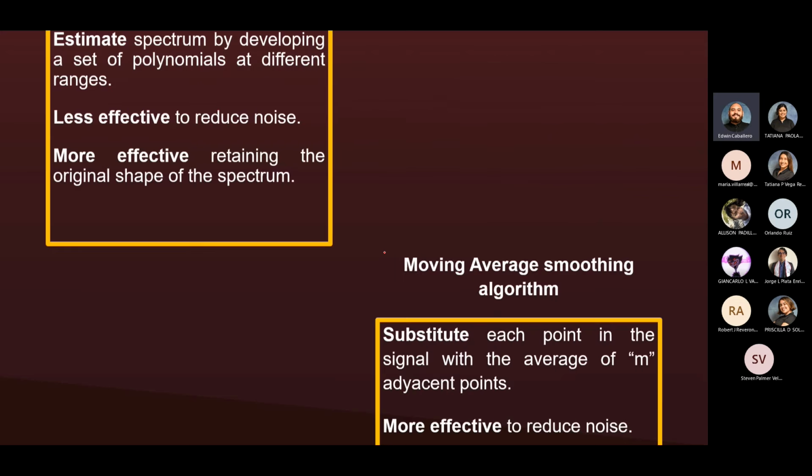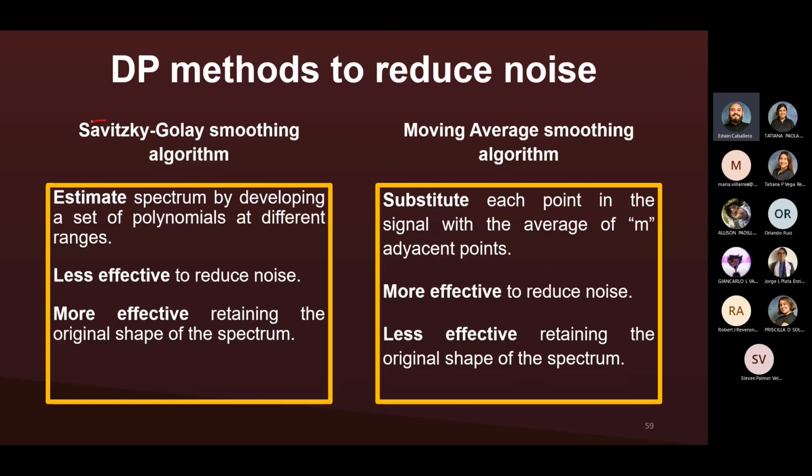Now, these are the two different algorithms we can use. Savitzky-Golay smoothing algorithm is basically what I showed before. You go range per range on your spectra, and then you simply simulate a new spectrum. Moving average basically takes one point and substitutes that specific point with the average of the adjacent points, the one on the right and the one on the left. And by doing that, you will have less noise.